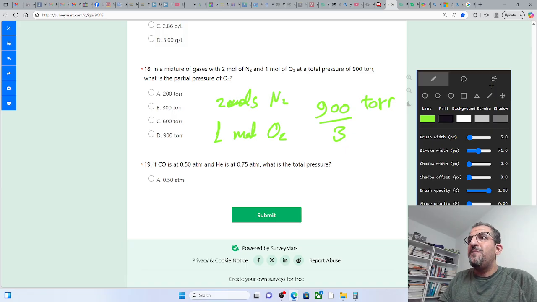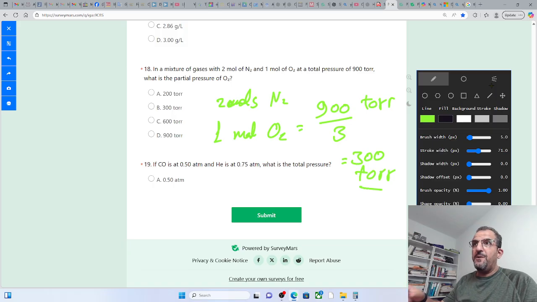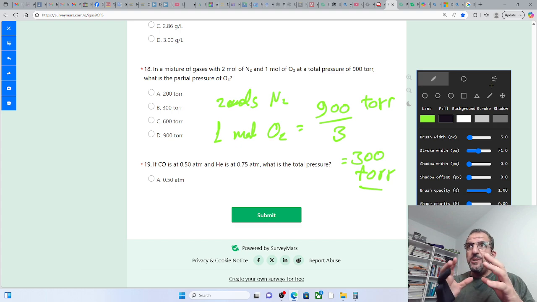900 divided by 3 gives me 300 torr as the partial pressure for oxygen. If you have two gases with two different pressures, those pressures are going to be added together. You can see now the pressure from nitrogen is 600 torr and the pressure from oxygen is 300 torr. If we have them in one container, you need to add those two pressures together, so that's going to give you 900 torr.